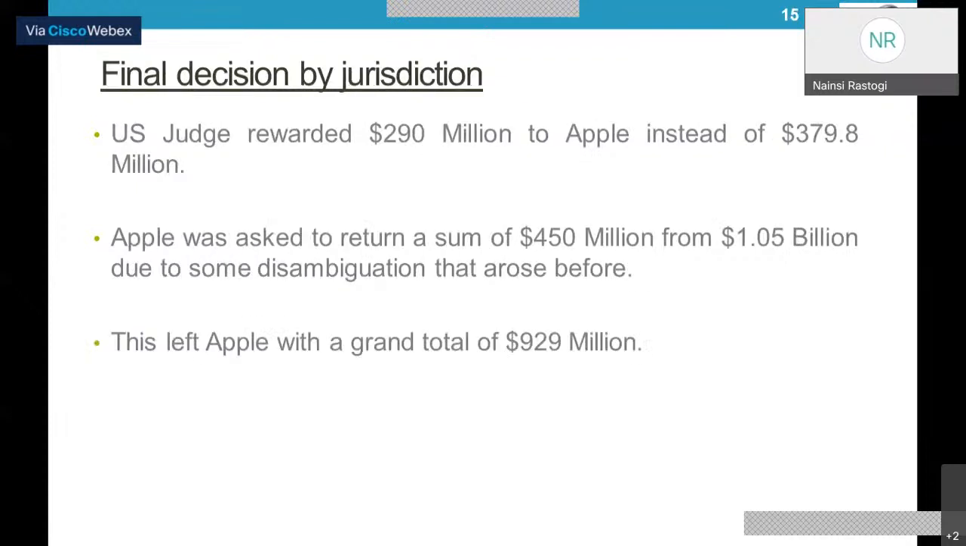So the final decision was made by the court. Samsung has to give 290 million dollars to Apple instead of 379 million. Then Apple was asked to return a sum of 450 million dollars from 1.2 billion due to some disambiguation, and Apple was left with a grand total of 929 million dollars in that case. So this was the final decision that included the huge cost.